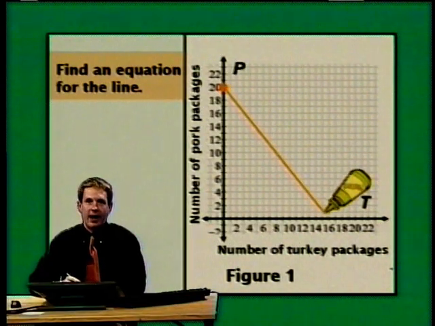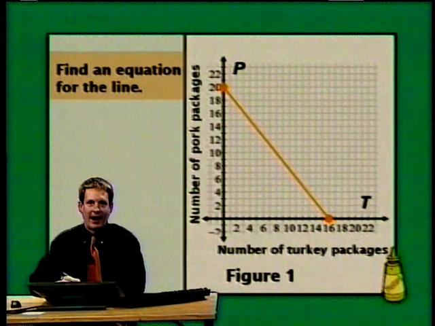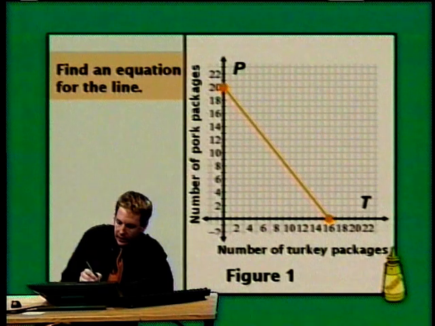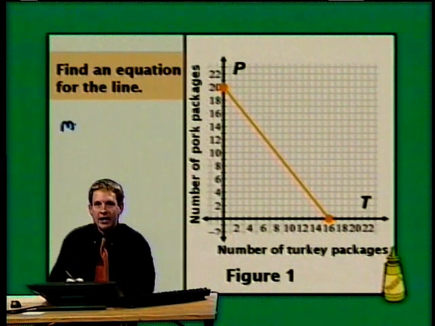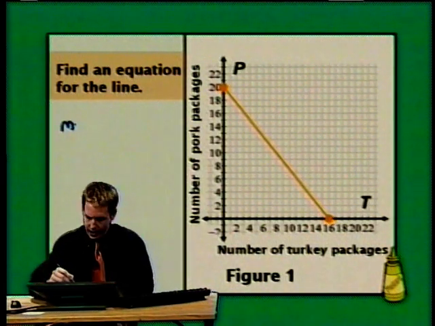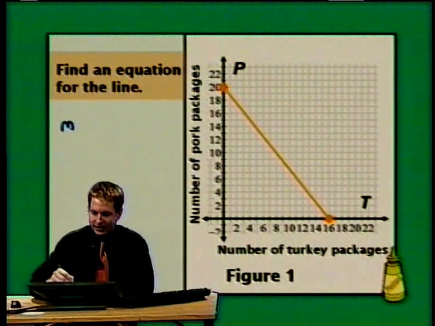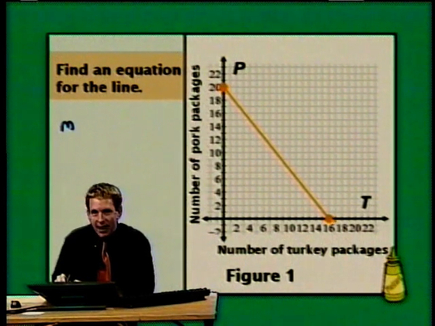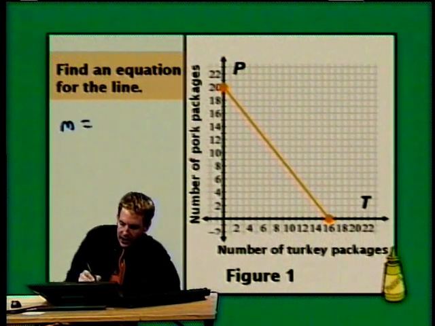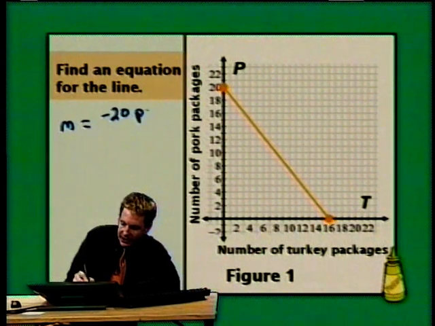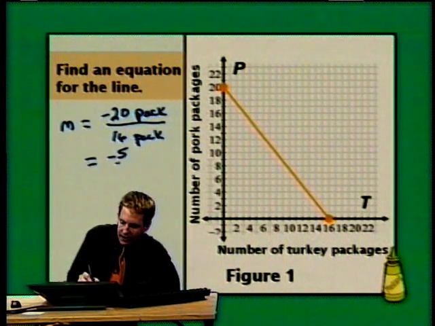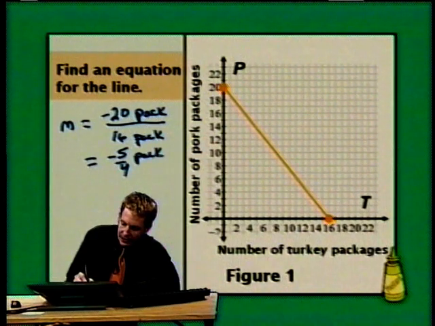So now let's go ahead and find an equation for the line. Well, the first thing I need to do is figure out what's the slope of that line. Focusing on the two intercepts, I see that when the number of pork packages rises -20, the number of turkey packages runs +16. So the slope is -20 packages over +16 packages, which simplifies to -5/4 package per package.